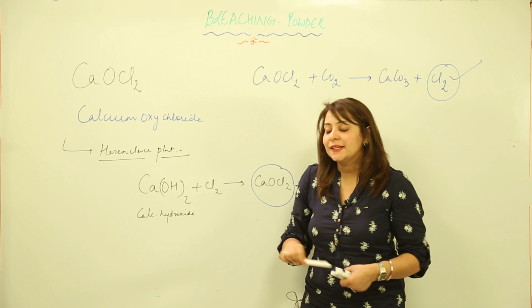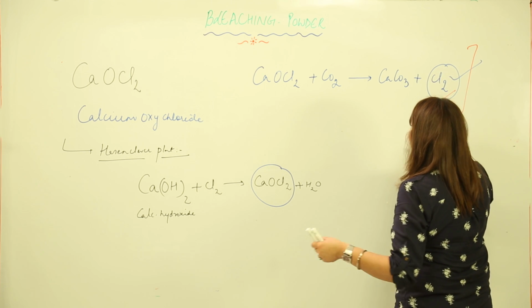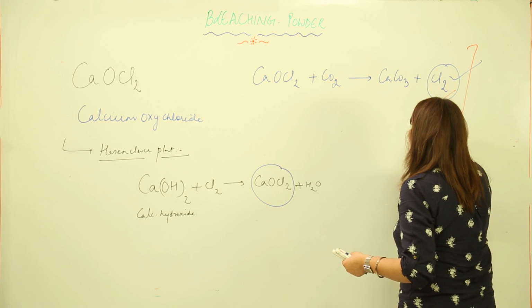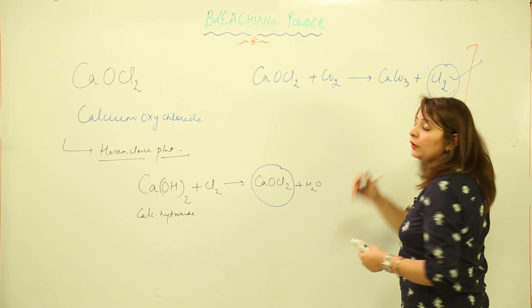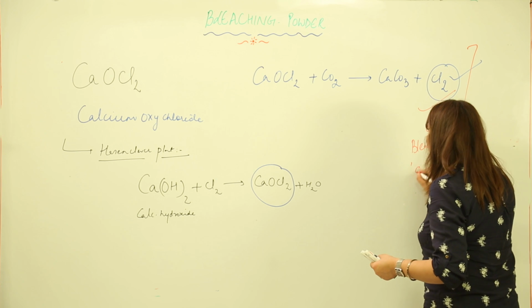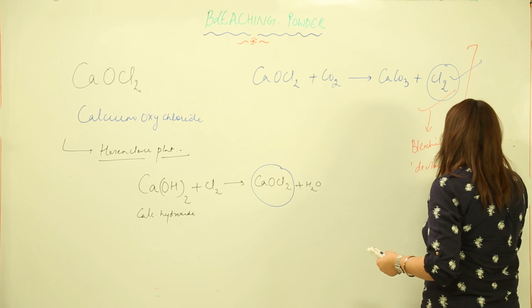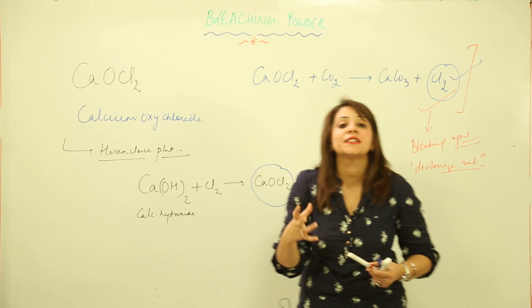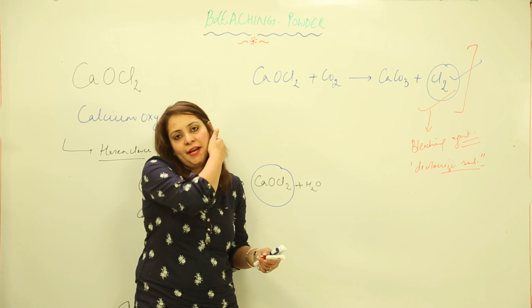And this release of chlorine gas is what makes it useful as a bleaching agent. Because when this chlorine escapes, it decolorizes the substance. That means we say it bleached the substance or bleached the cloth, right? So it is used as a bleaching agent.